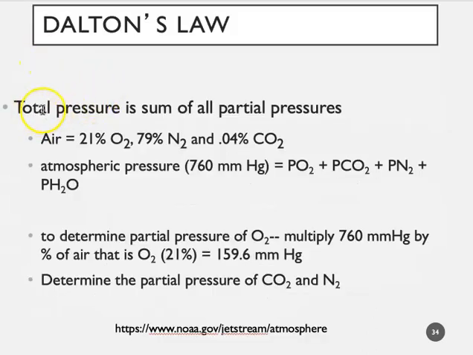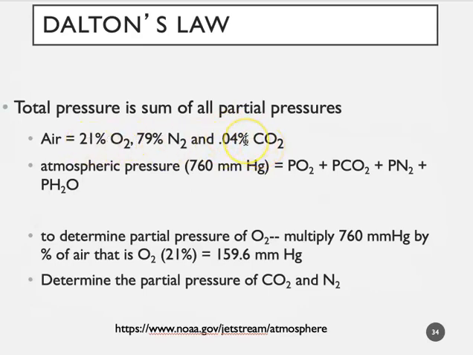Again, this is the amount of partial pressure that one gas exerts as if all the other gases were not there. Our atmospheric pressure, as we saw a couple of lectures ago, is 760 millimeters of mercury, and this is due to the combined partial pressures of oxygen, carbon dioxide, nitrogen, and even to a certain extent, water vapor. The air that we breathe in, we saw this a few slides ago, is 21% oxygen, 79% nitrogen, and a very, very small amount of carbon dioxide.